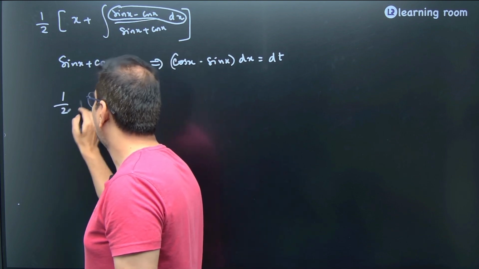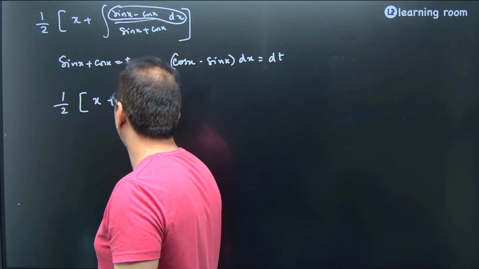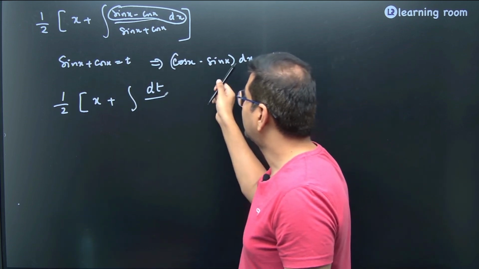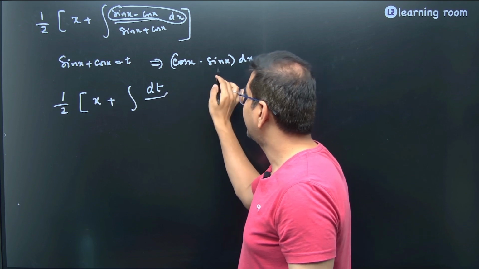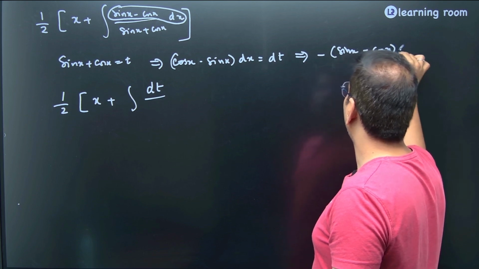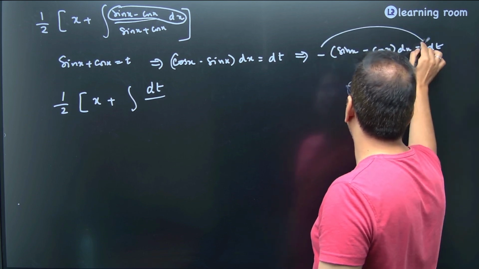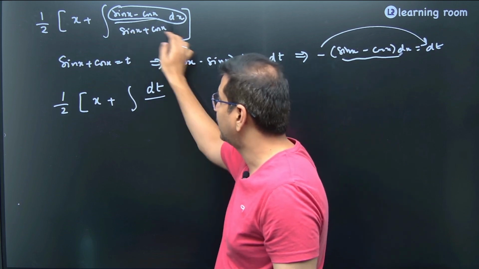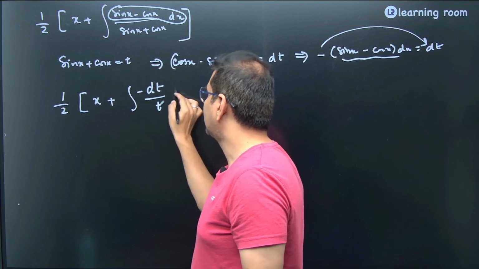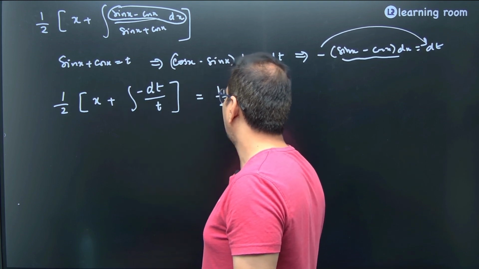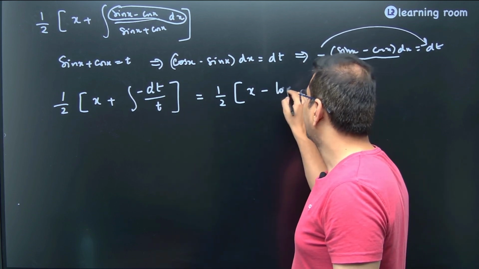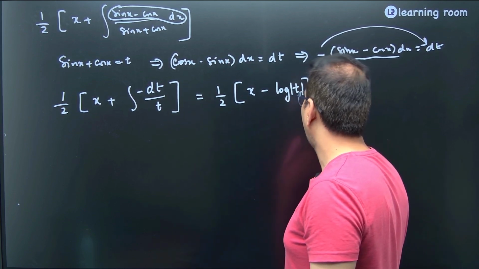So we will have half of x plus integral of dt, the whole divided by, see, cos x minus sin x times dx. Actually, sorry, here it is cos x minus sin x times dx equals dt, which implies, if I take the minus sign outside, sin x minus cos x times dx is equal to minus dt. So here it is going to be minus dt divided by t, since sin x plus cos x is t. So we will have half of x minus the integral of 1 by t, which is log of mod t, and you have a c outside.